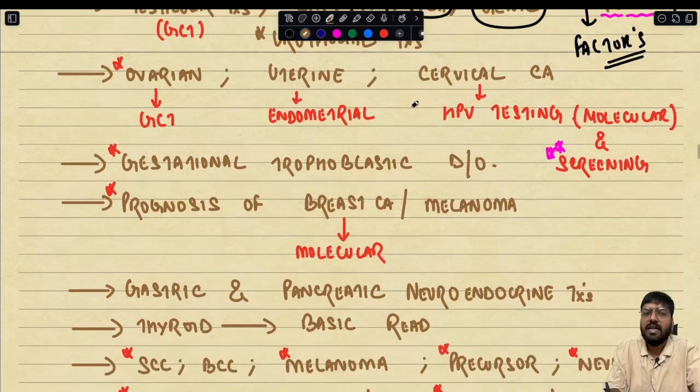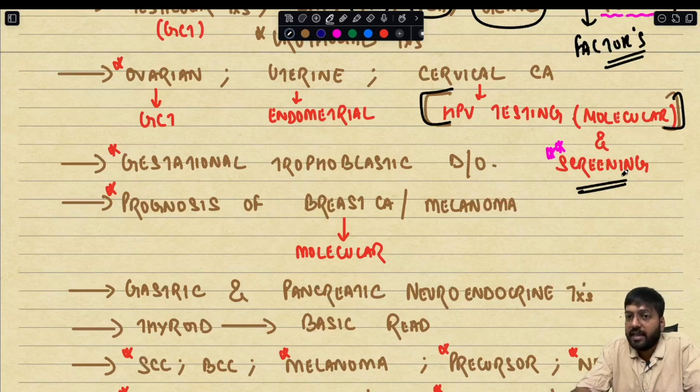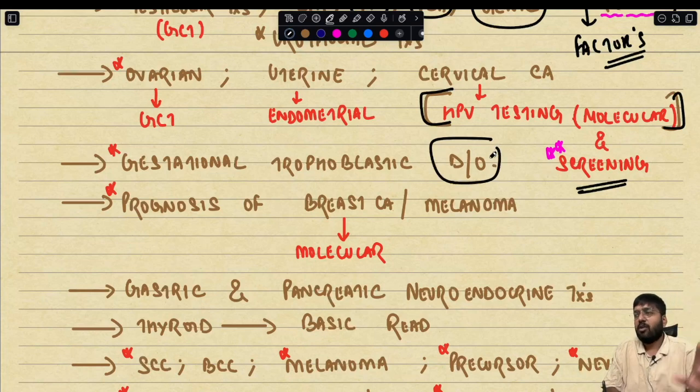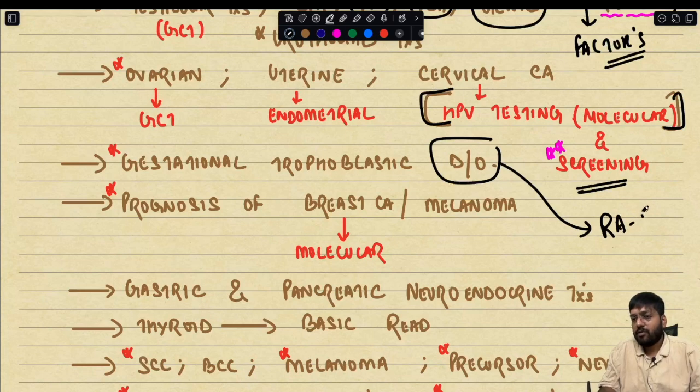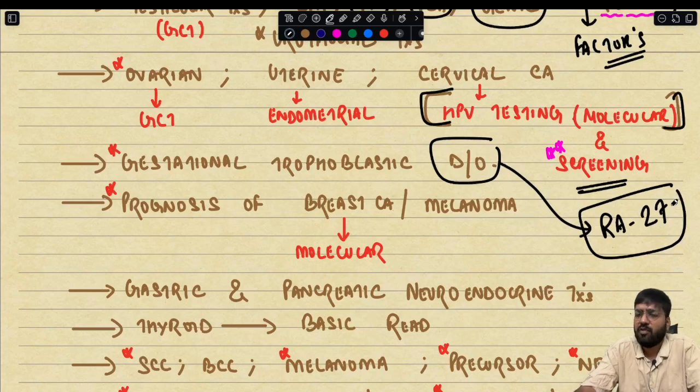I'm adding it over here. Then under the ovaries, germ cell tumors are important. Under the uterus section, endometrial carcinoma can come in the exam. Under the cervix, what is very important is HPV testing. That is, the molecular testing of HPV is a very commonly asked question in the exam. What I have added over here, along with that, is the screening for cervical carcinoma, which might come as a separate LAQ. Gestational trophoblastic disorder was always an important question. Always one question is there, and this year it has also come in recent advances 27, and they are always asking questions about gestational trophoblastic disorder.